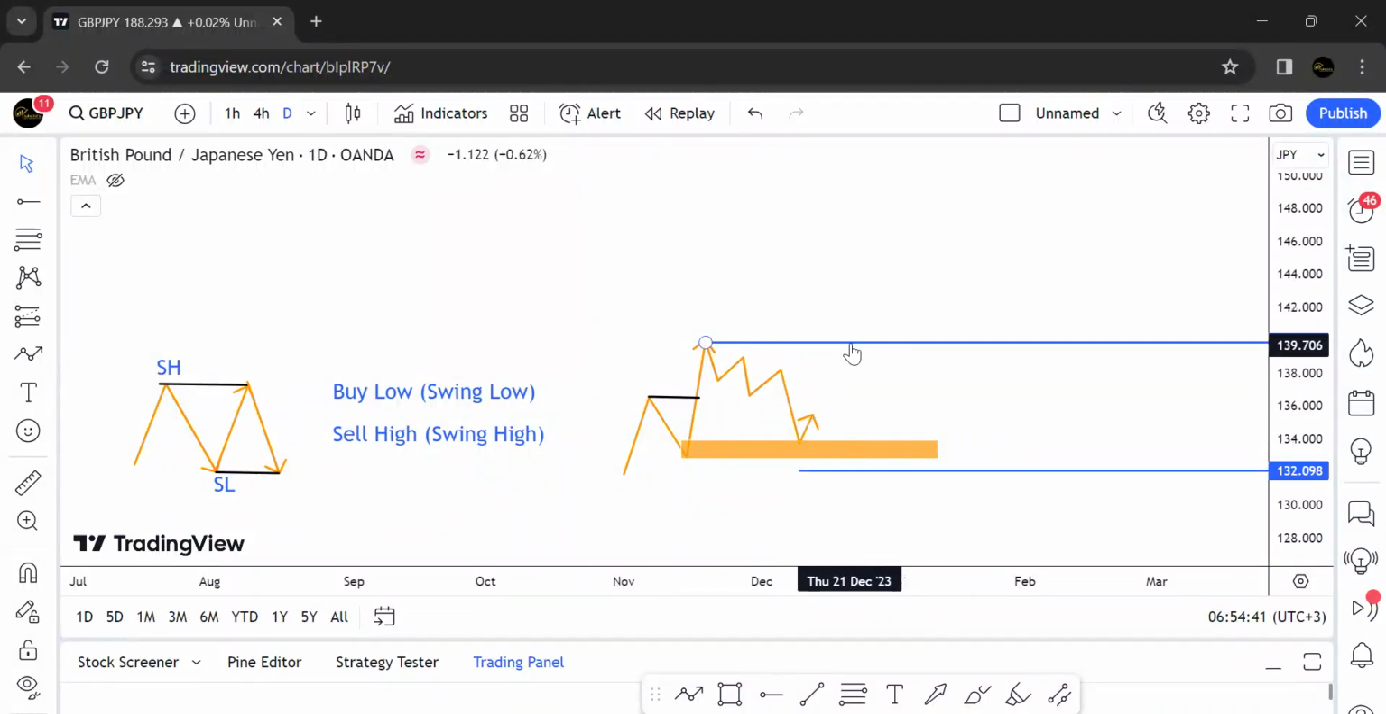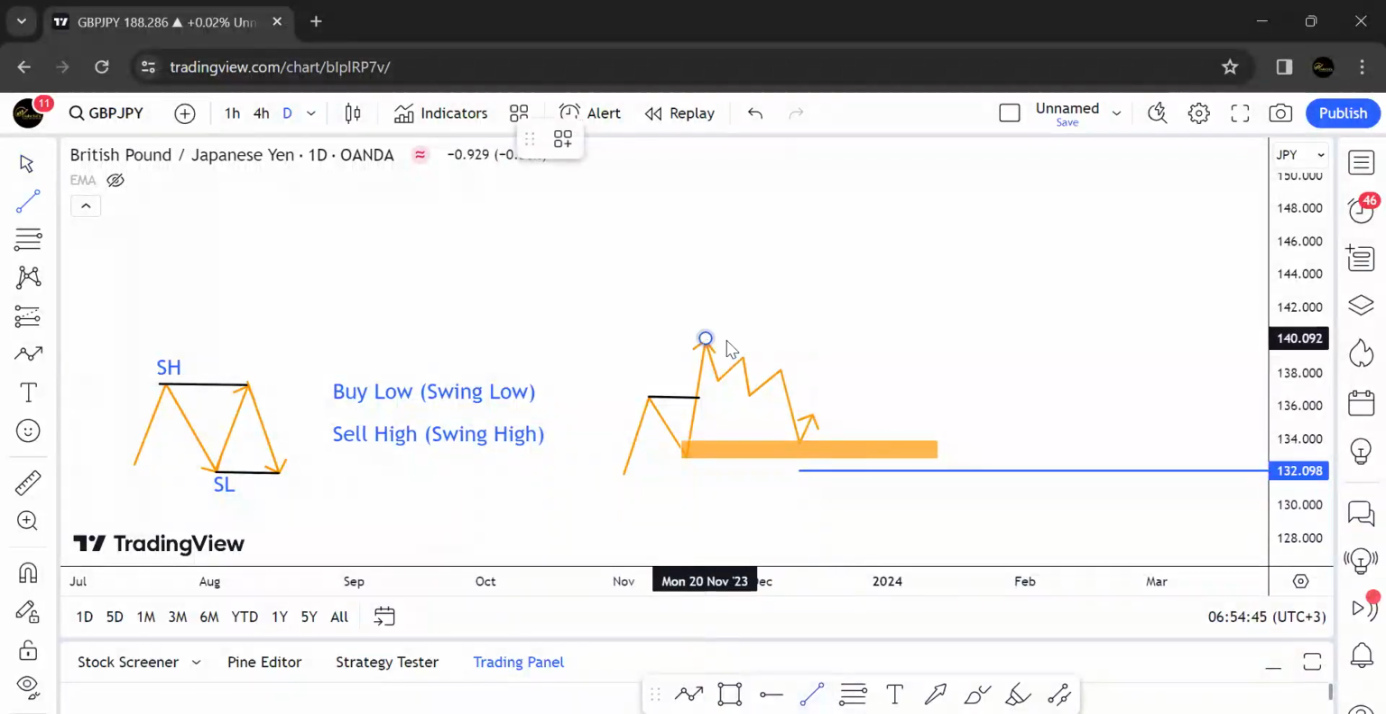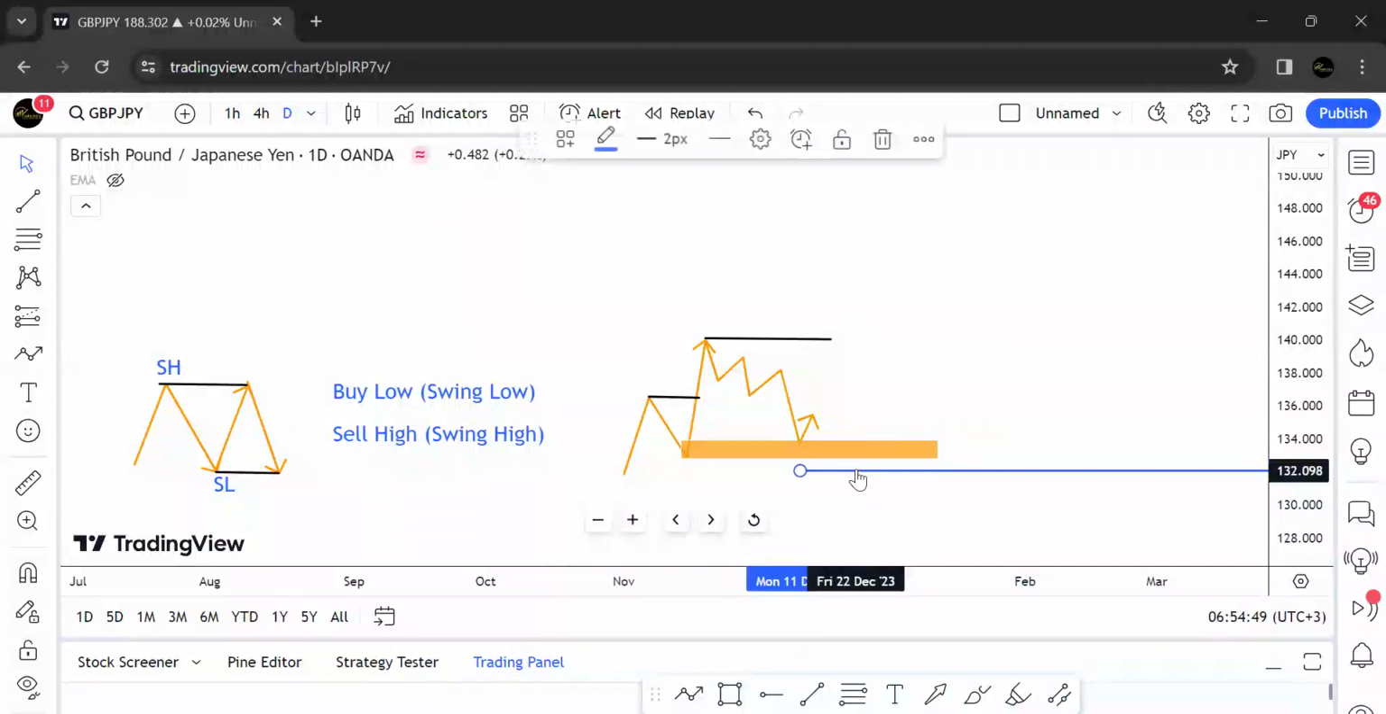Let me use smaller lines so I can share the space. Just a minute.